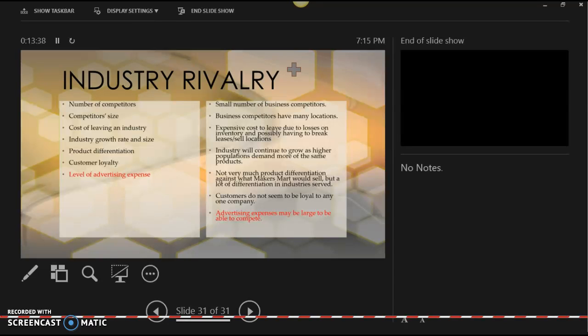And the level of advertising expense. Advertising expenses may be large to be able to compete. So I'm going to need to up the game and make sure that I'm getting Maker's Mart out there, especially at the beginning, in order to be able to compete. Once we've got our name out there and we're starting to grow organically, the advertising budget can go down, but we do want to make sure that we're keeping up with our competitors and running weekly specials. So advertising is something that won't be going away anytime soon.